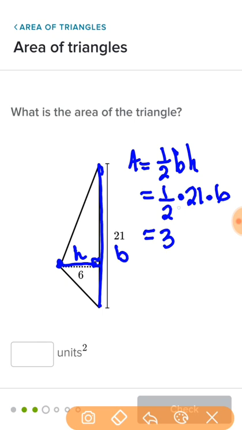So 3, I took care of the half, and I took care of the 6. I have to bring down times 21 because I didn't do any math with that. 3 times 21 is going to be, I'm sorry, not 64, 63. So my final answer will be 63 units squared.